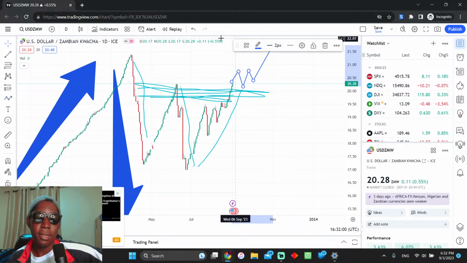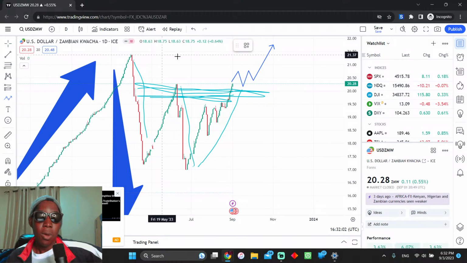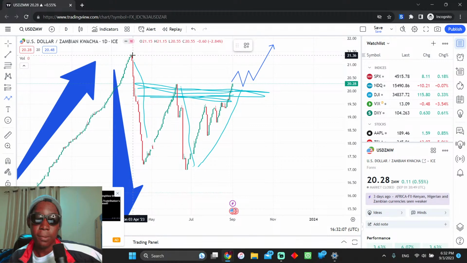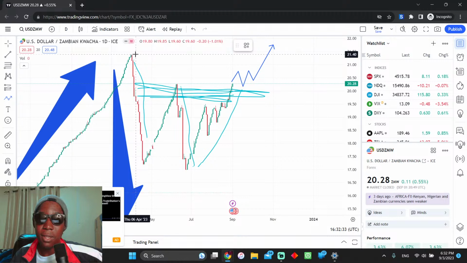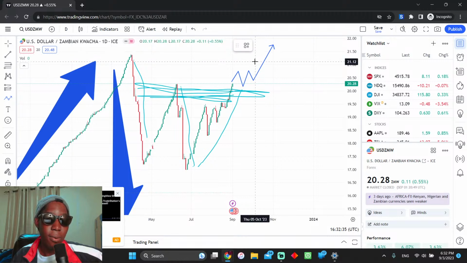The other possibility is that when price reaches this level, it might try to respect this level and not actually break, because I don't think the kwacha will be able to reach like 22. I'm sure within a few months or days it might only reach 21 and finally maybe come back to 19 or 20. But anyway, things can get worse. In case things get worse and price decides to break off this level here, then things are really going to be bad.